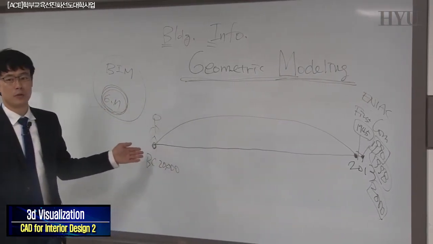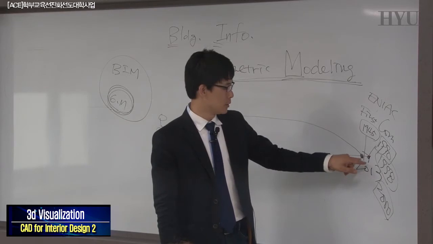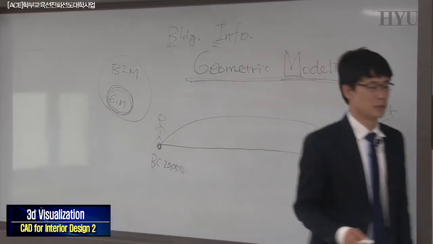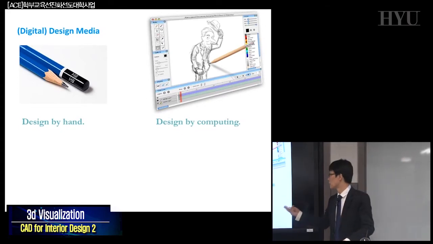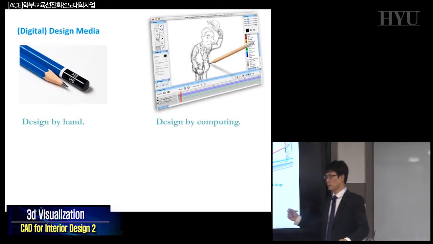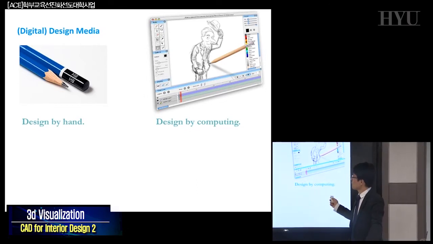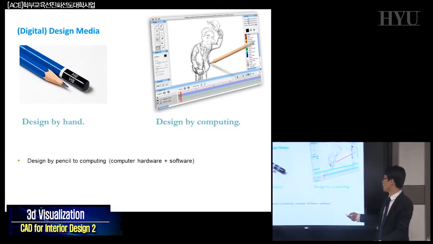So as a design media, we only use pencil and something like pencil, very long time. And the period for using computer, really, really short. Very recent record. But anyway, nowadays, no one uses so-called design by hand. We always use design by computing. Even if you draw something by your sketch, your expression, visualization at the first stage, anyway, you have to move on to computational manner. Design by pencil to computing.